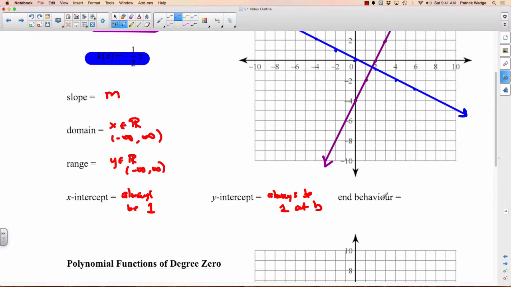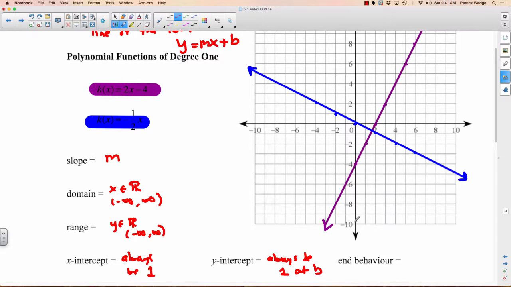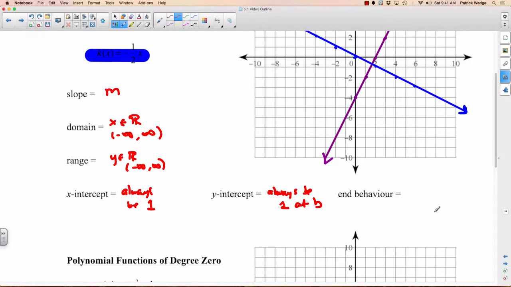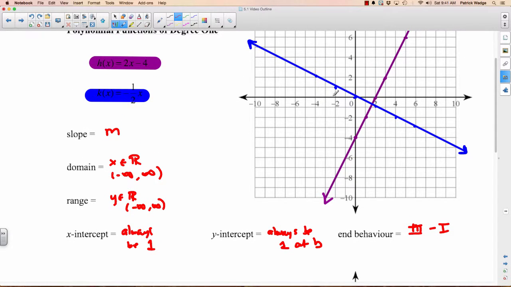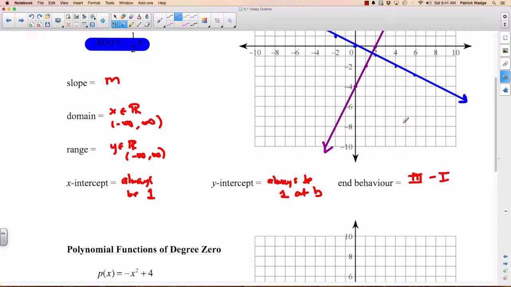And the end behavior. Okay, well, there's actually two options here. If you have the lines like the purple one here with a positive slope, right? This is a positive slope line. Then it goes from quadrant 3 to 1, or 1 to 3. And if you have a negatively sloped line, right? The blue one here is negatively sloped. It's going to go from quadrant 2 to 4.